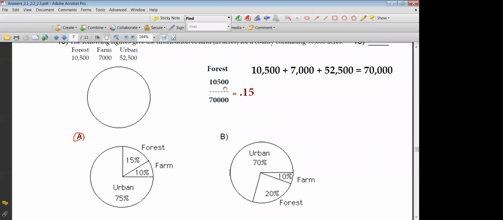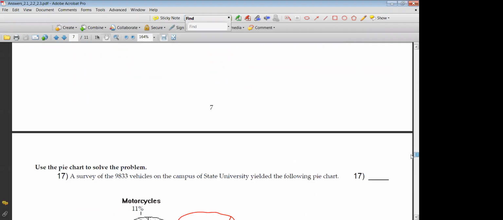Your calculator will do this, change it into a decimal. 0.15 is 15%. 0.15 is not, according to this circle graph, 20%. No, 0.15 is 15%. There's my discrepancy. I know it's letter A, can't be letter B. I don't need to do anything else.